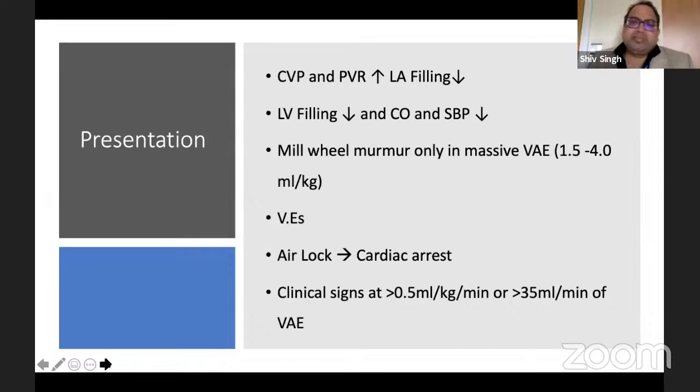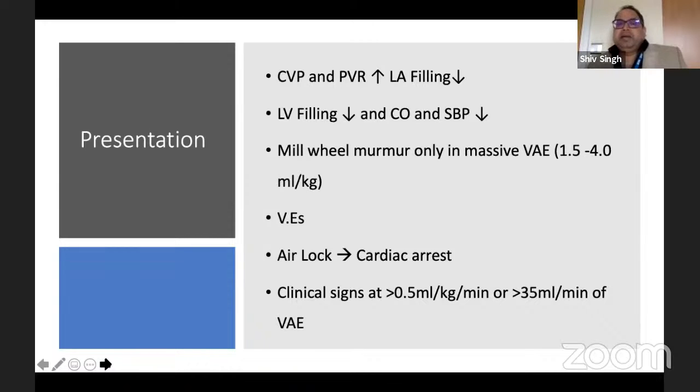So how does venous air embolism present? Obviously, the air has gone into the right side of the circulation, so CVP and pulmonary vascular resistance will increase. And because this reduces the flow through the pulmonary circulation, there is a reduction in the left atrial filling pressures, and similarly a decrease in the left ventricular filling pressures. And this will lead to a reduction in the cardiac output and fall in blood pressure.